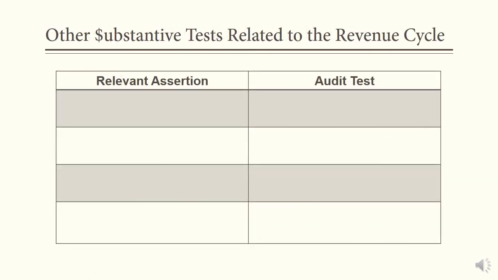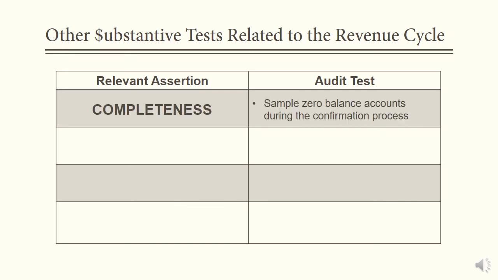So to close, let's look at a couple of other substantive tests related to the revenue cycle. With regard to completeness, the auditor would want to, in addition to sampling large dollar accounts receivable, also sample $0 account balances to make sure that they have, in fact, collected such revenue.